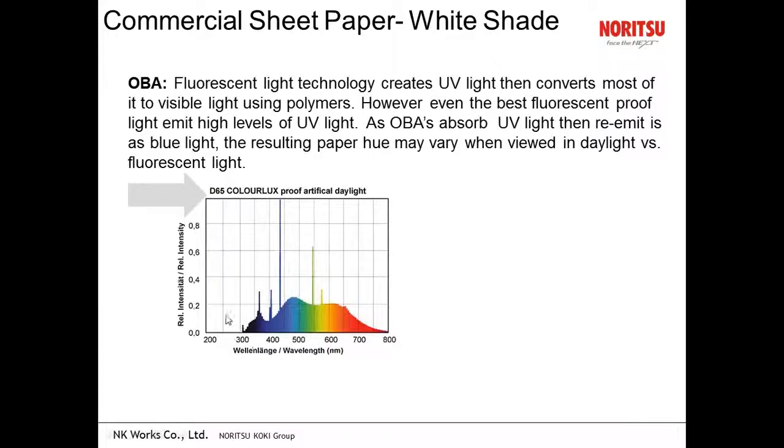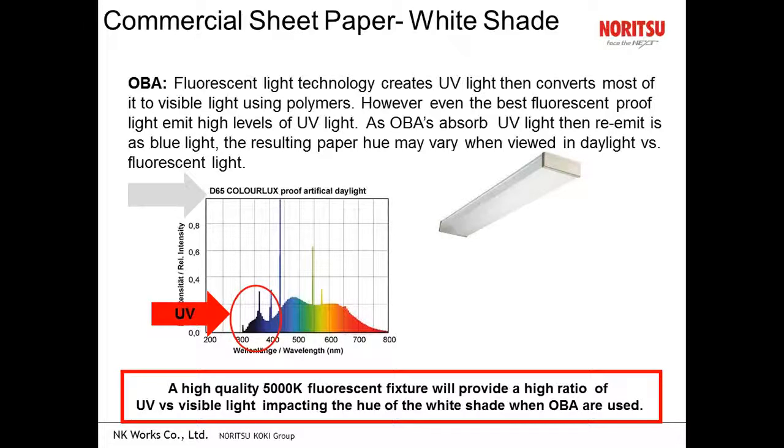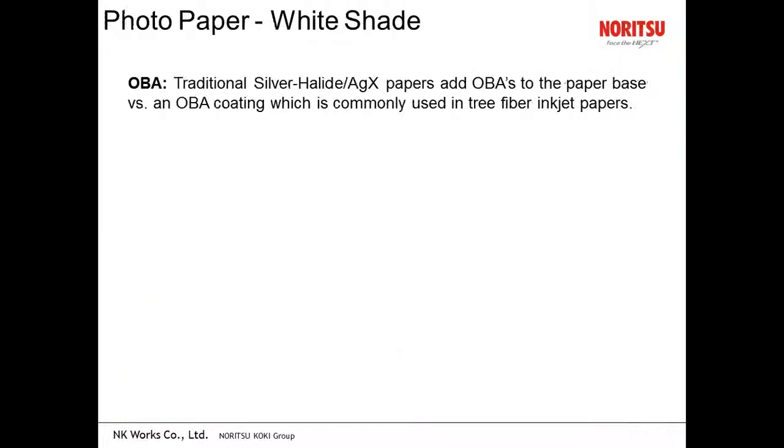It does not transmit dangerous UV light, which is down in the 200 to 300 area, but it does transmit some visible UV light in the 300 and 400 wavelength nanometer area. So when we're viewing an inkjet print with optical brighteners, it will look different in fluorescent light than it will in some other lightings that do not have as much UV light. Even though we talk about a high quality fixture having 5,000 degree Kelvin, it's important to understand there is still a lot of UV light being transmitted from that fixture itself.